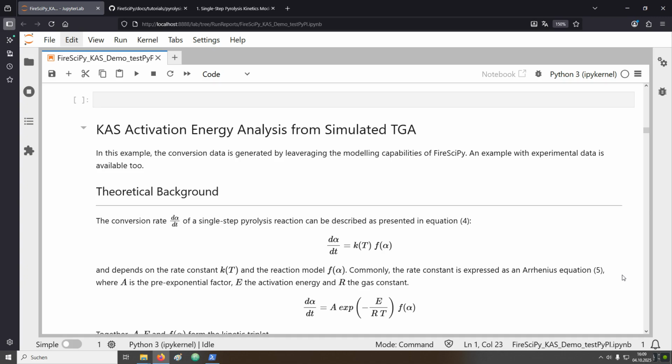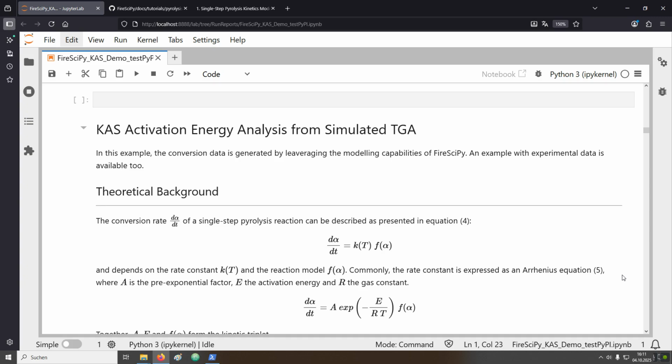In a previous video I gave an introduction on the modeling capabilities of FireSciPy. There it was also discussed how to install FireSciPy, where to download this notebook that I'm showing you here, as well as where to find the documentation. Please note that the imports of various packages also have been covered in this previous video.